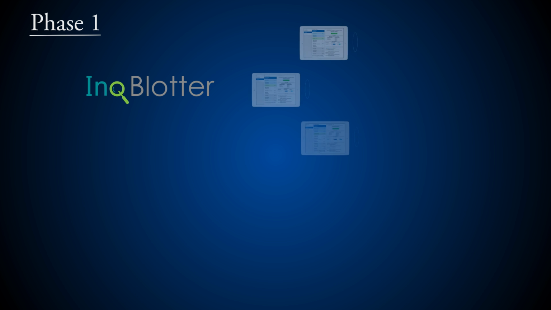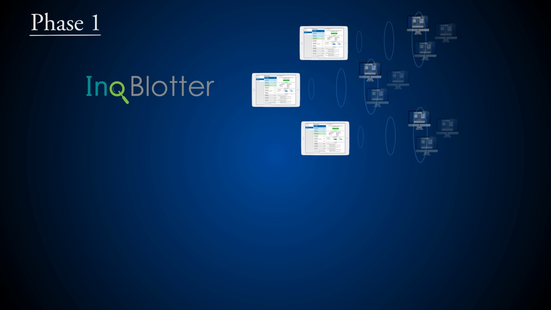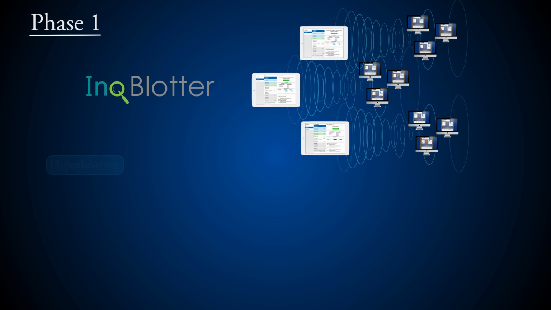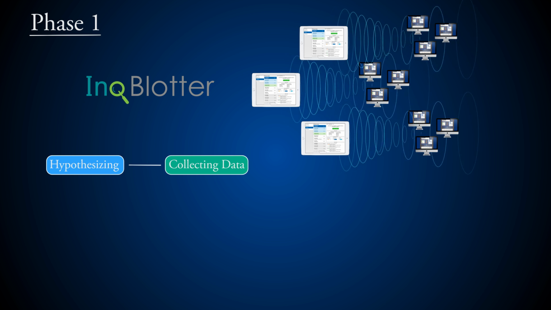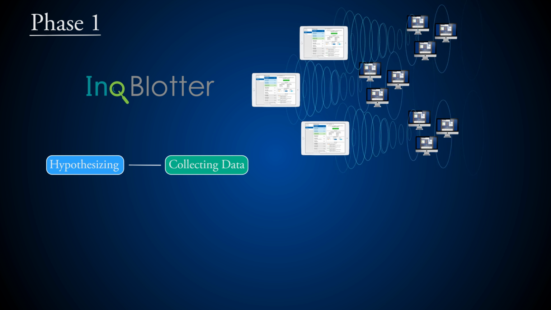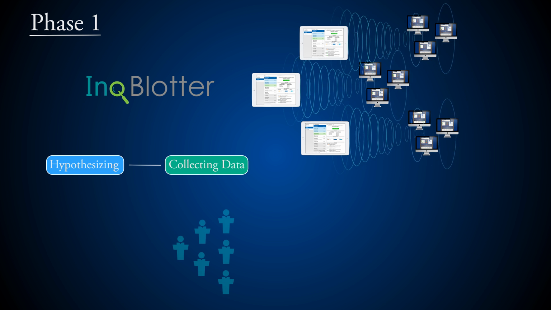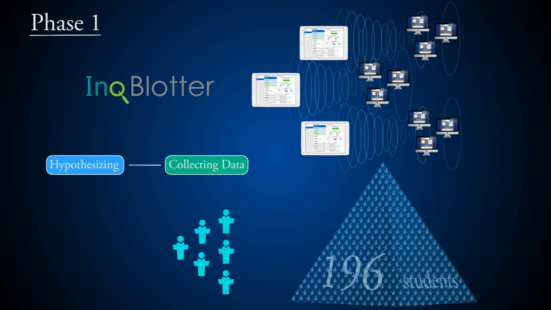In Phase 1, we developed our InqBlotter iPad app to allow multiple classrooms to use InqBlotter at the same time. We built alerts for two critical practices, namely hypothesizing and collecting data for physical science. We pilot tested for usability and initial feasibility with 6 teachers and 196 students.